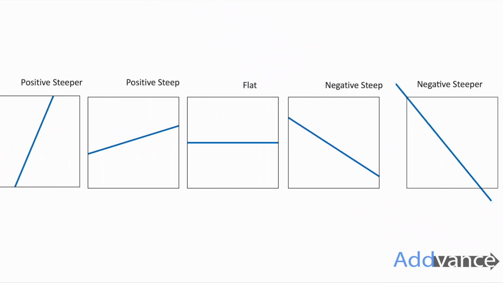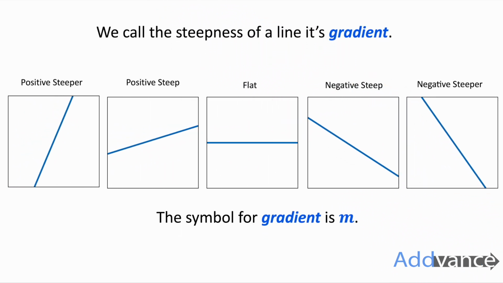On screen we have a straight line, and this straight line has different gradients. It has different steepness. And here we can see the different gradients a straight line might have. On the left, we've got a steeper straight line going up. That means it's positive. Then we've got a less steep straight line. Then we've got a flat straight line, then a negative steep straight line, and a negative steeper straight line.